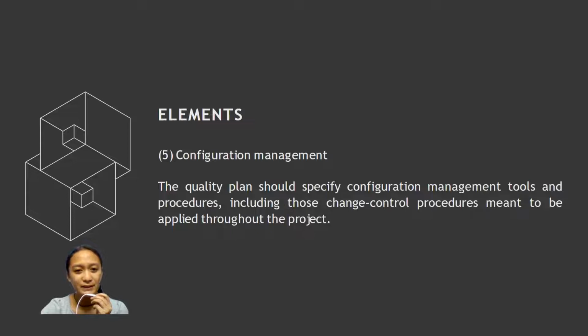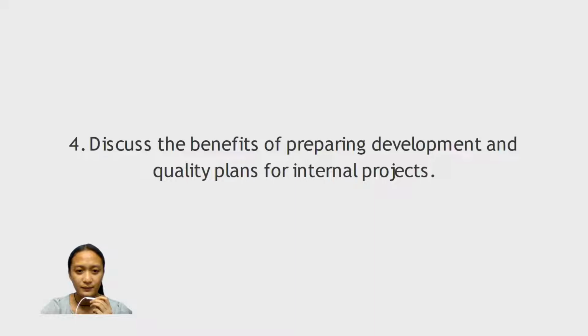The fifth element is the configuration management. The quality plan should specify configuration management tools and procedures, including those change control procedures meant to be applied throughout the project. So those are the elements of the quality plan.